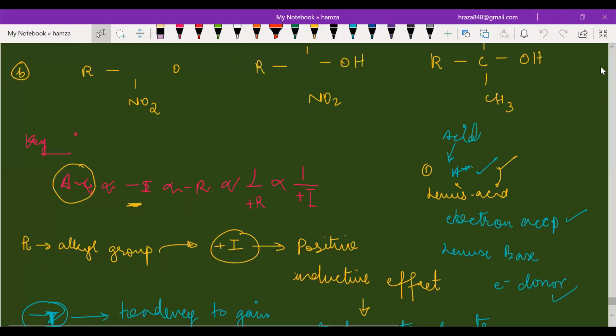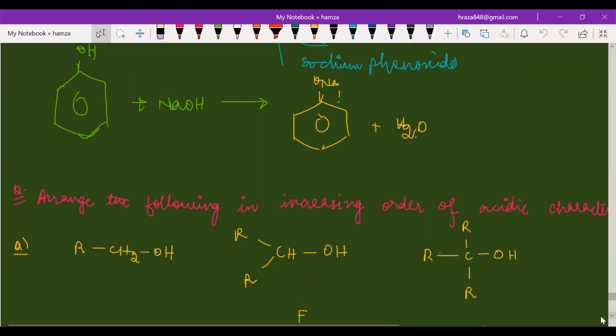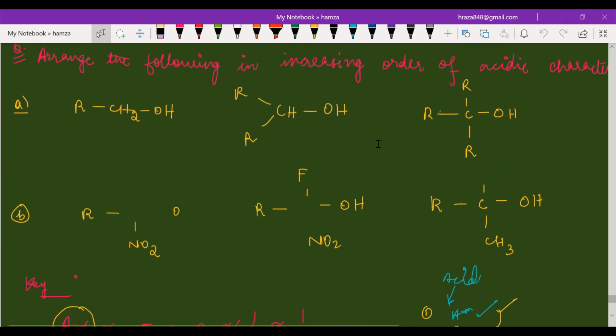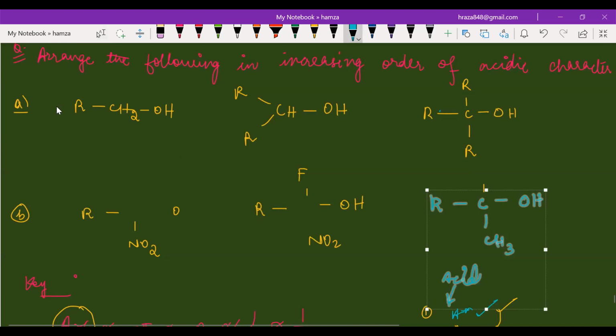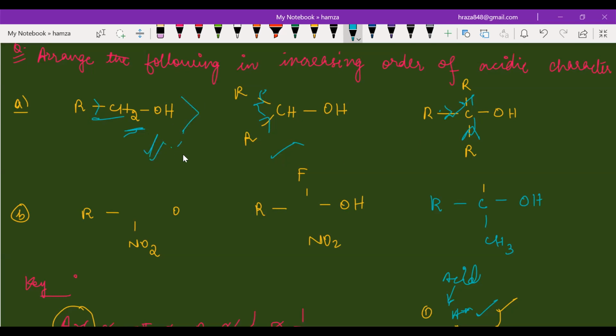Can everyone see the screen? Yes, sir. Now see, I told you that R has plus I effect. So you can see this alcohol will get plus I from one side, this alcohol will get plus I from two sides, and this alcohol will get plus I from three sides. And we know that acidic character is inversely proportional to plus I. That's why it is the strongest acid among them, and then this. So this is in decreasing order.